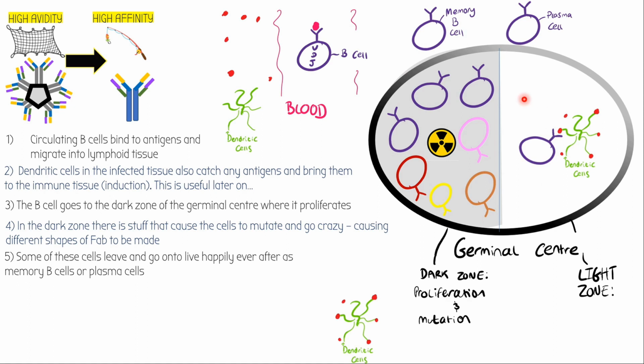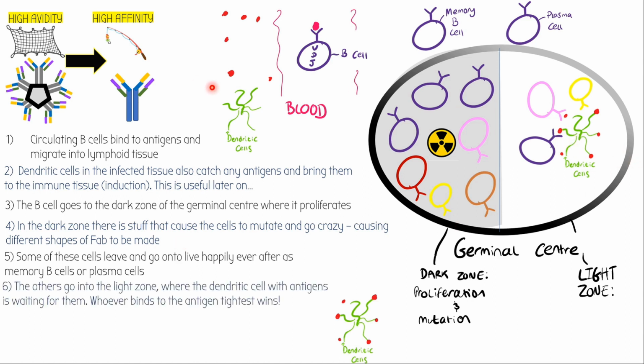And in the light zone, look who it is. It's the dendritic cell, which has come, like here's one I made earlier, and just so happens to be waiting for them with all these antigens. It's actually quite cool. So what happens is that the dendritic cell has all these antigens, and all these B cells have mutated to have different receptors. Hopefully the aim is that some of these receptors will fit onto the antigen even more. So the dendritic cell is like, yo, it's time to test it out. Let's see who can bind to the antigen strongest.